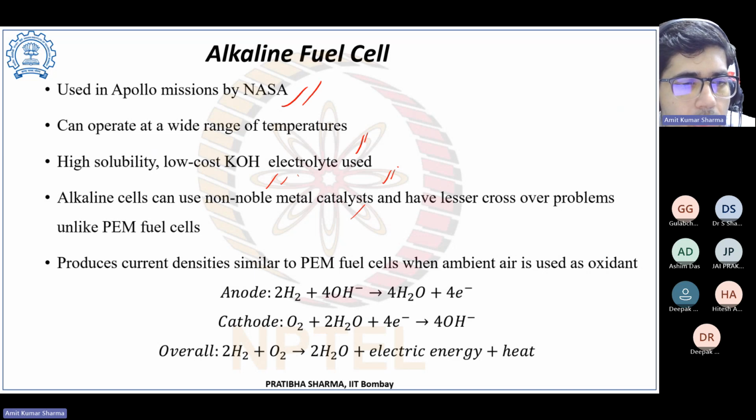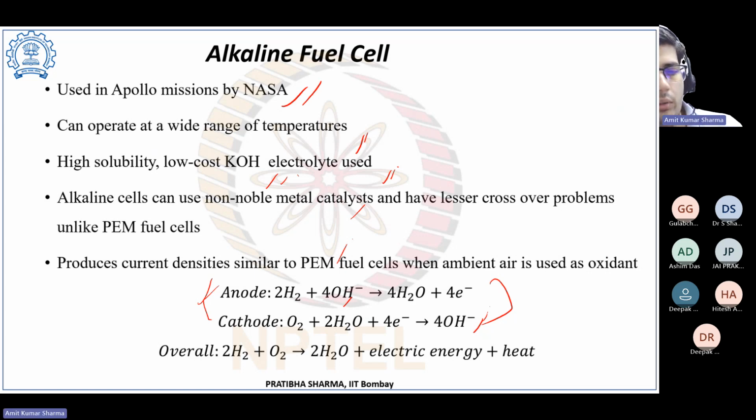It produces current densities similar to the PEM fuel cell when ambient air is used as oxidant. The reaction involved here: at the anode, 2H2 plus 4OH minus gives 4H2O plus 4 electrons. At the cathode, O2 plus 2H2O plus 4 electrons gives 4OH minus. Now what is the difference between the alkaline fuel cell reactions and the PEM fuel cell reactions? What difference can you observe?